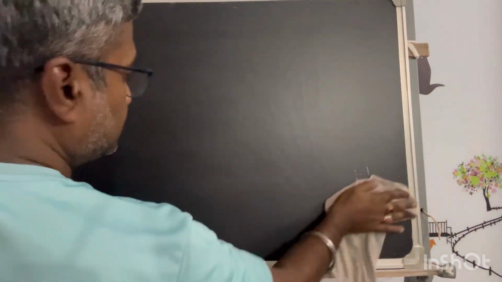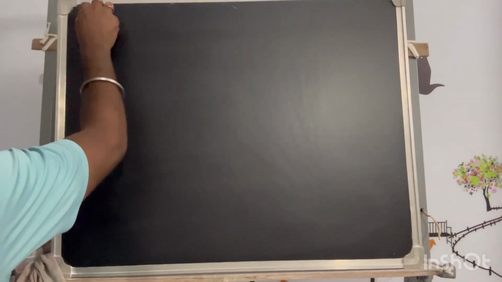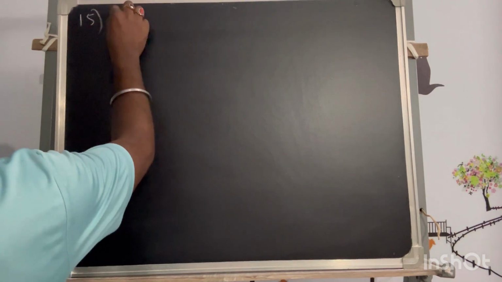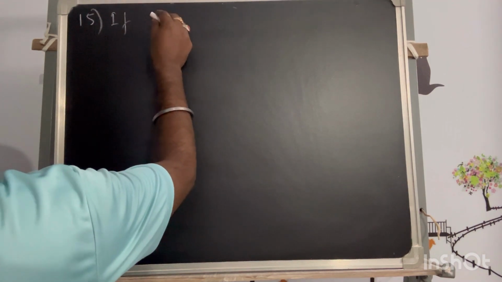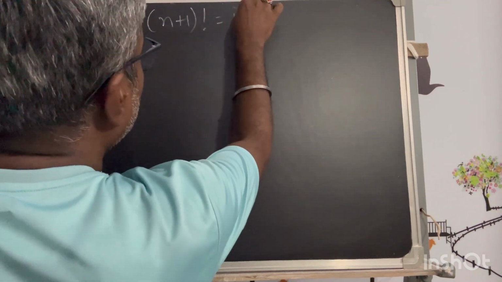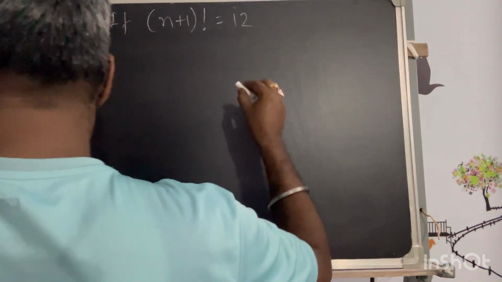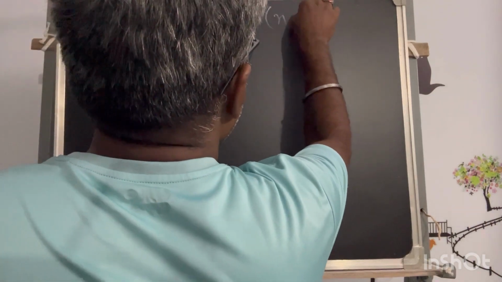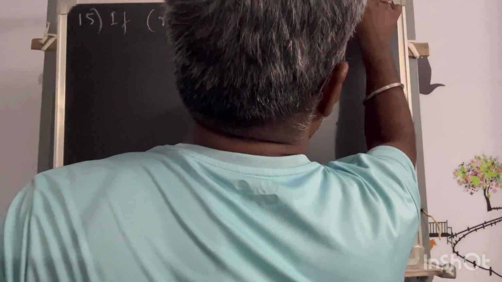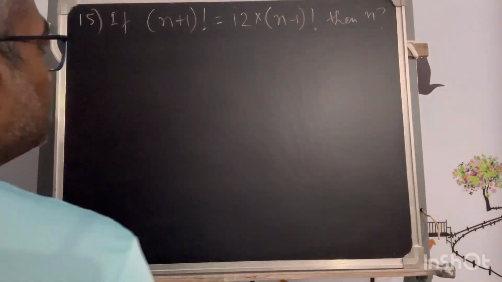The next comes number 15. It is given that if (n plus 1) factorial is equal to 12 into (n minus 1) factorial, then what is n? You have to find n.